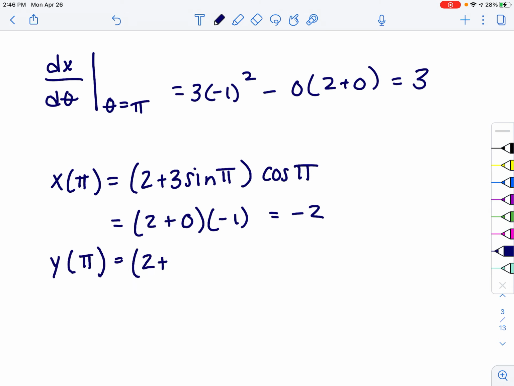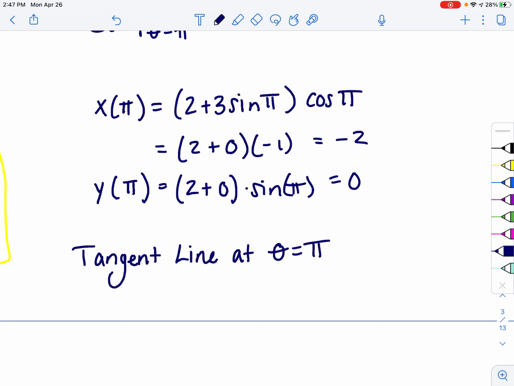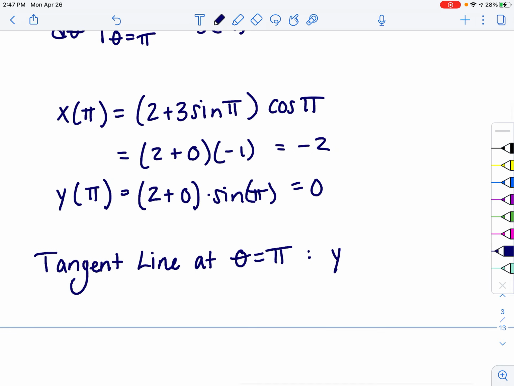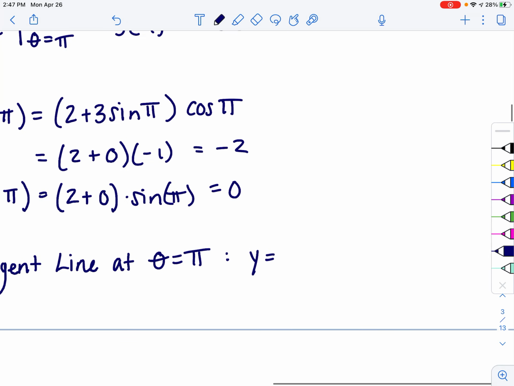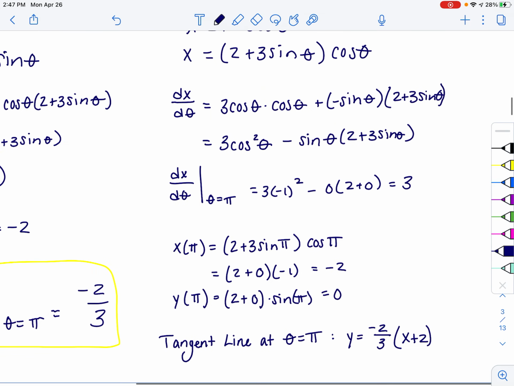And then y of pi is going to be 2 plus 0, since 3 sine of pi is still 0, times sine of pi, which is 0, so it doesn't really matter. So we get 0 here. If we wanted to write the tangent line, you need to use the xy coordinate pair. So the tangent line at theta equaling pi is going to be y equals our slope of negative 2/3 times x plus 2.